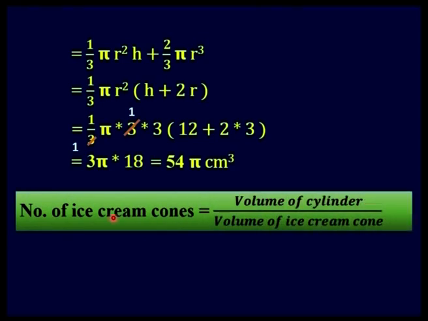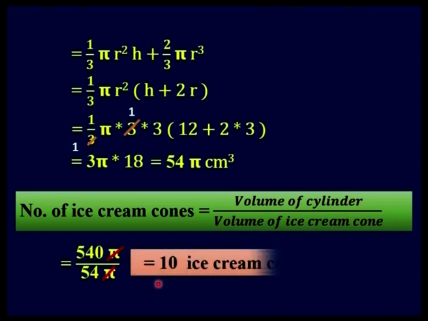Next, the number of ice cream cones. I already told that it is the volume of the cylinder by the volume of the ice cream cone. The bigger volume solid is contained in the numerator and the denominator contains the smaller solid volume. So, the bigger solid is the cylinder and the smaller solid is the ice cream cone. So, substitute the values. 540 pi by 54 pi. Pi gets cancelled. 54 1s, 54 10s. So, 10 ice cream cones are required to make the ice cream container empty.